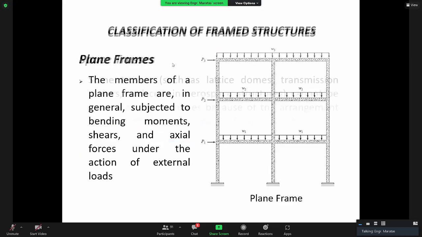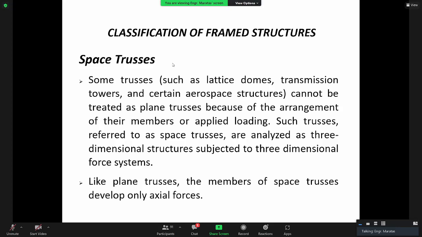Space trusses or 3D trusses, three-dimensional trusses. Another term for that is space trusses. Some trusses such as lattice domes, transmission towers, and certain aerospace structures, or when you design billboards, transmission towers, communication towers, or domes. The appropriate type of analysis for that is a three-dimensional truss, versus space truss. We cannot treat that as a plain truss anymore, because of the arrangement of the members.